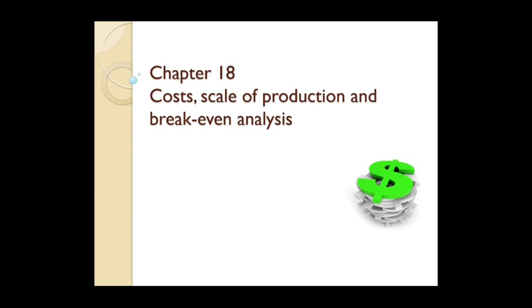Welcome back to Chapter 18. Chapter 18 is the second chapter in Section 4. In this chapter, we're going to talk about the cost, scale of production, and break-even analysis. This chapter is somehow easy. It includes like 3 to 4 points.